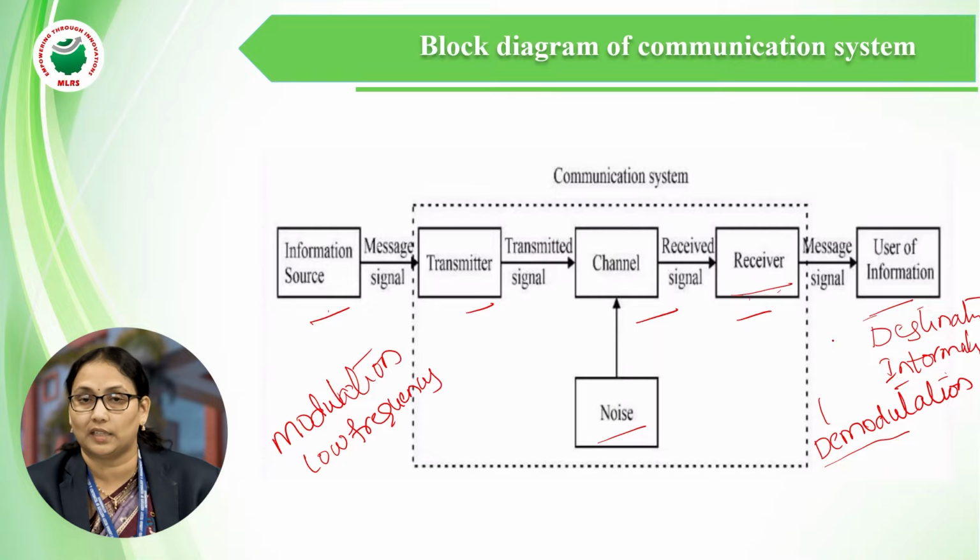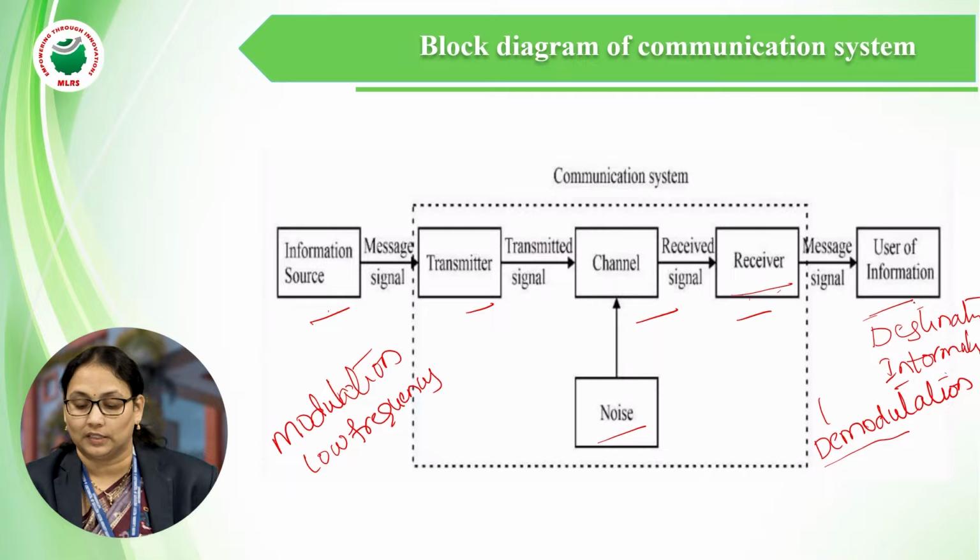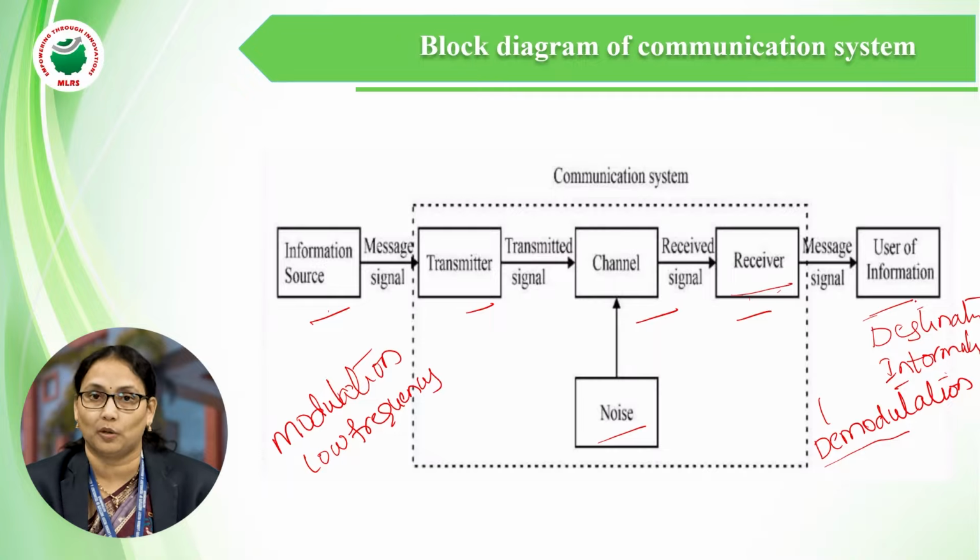The receiver separates the message signal and the high frequency signal. We call that high frequency signal the carrier signal. So we remove the high frequency signal, and the message signal is sent to the user, or to the destination. So this is the total information about the communication system block diagram.